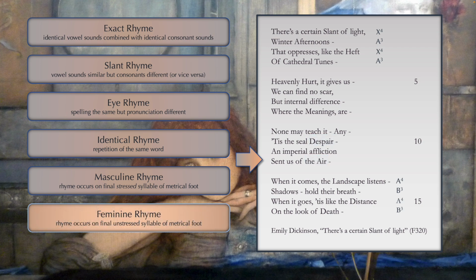And the feminine rhyme, actually going to go back to that fourth quatrain and look at listens and distance again. So again, we're looking at trochees here. Listens is the last trochee in that third line in the quatrain, distance is the last trochee. So the rhyme falls on the last syllable, which in this case is unstressed. So we call those feminine rhymes.